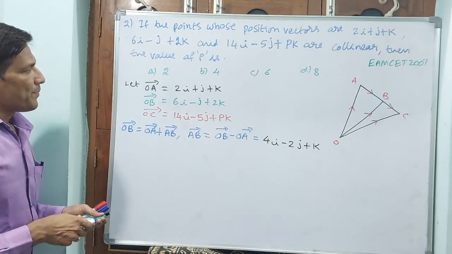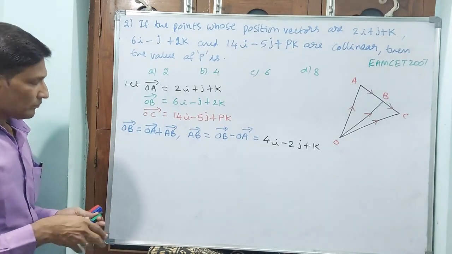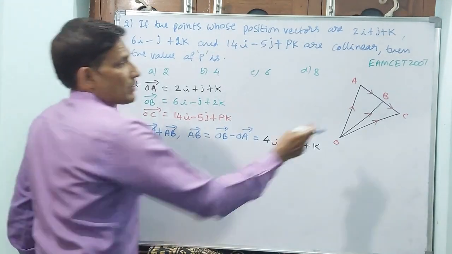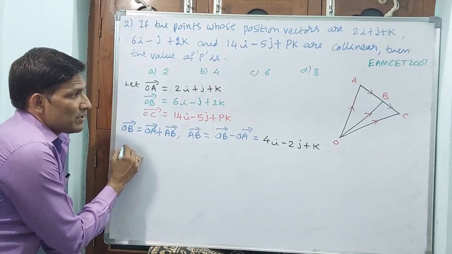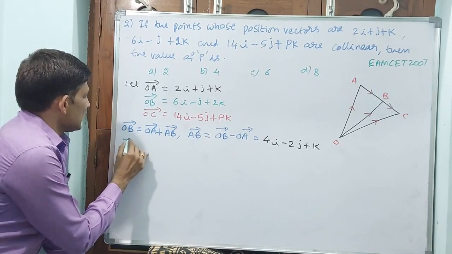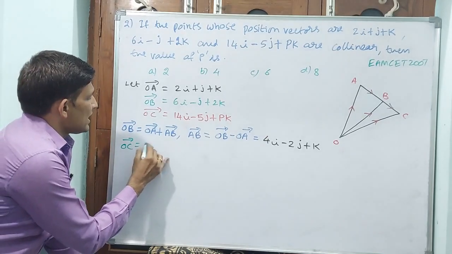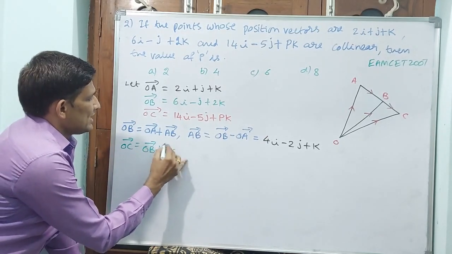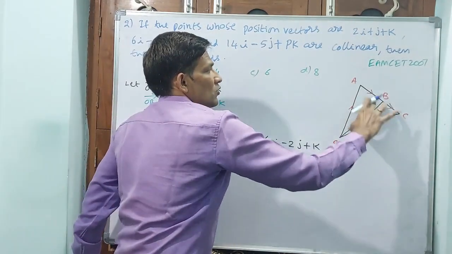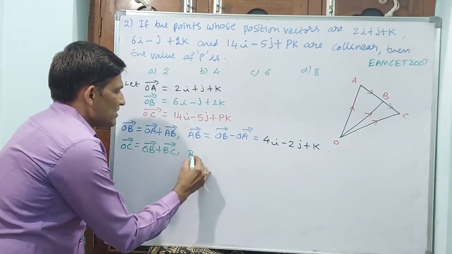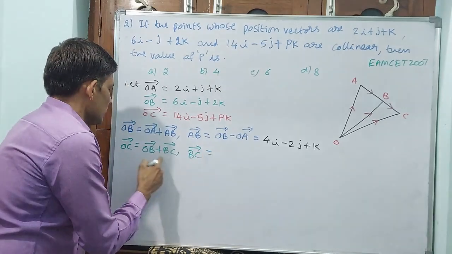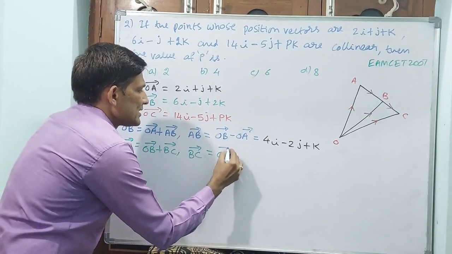Now find BC also. Write down BC. Before writing BC, you write this: OC is equal to OB plus BC. Based on this, you can find BC like this. BC is equal to OC minus OB.